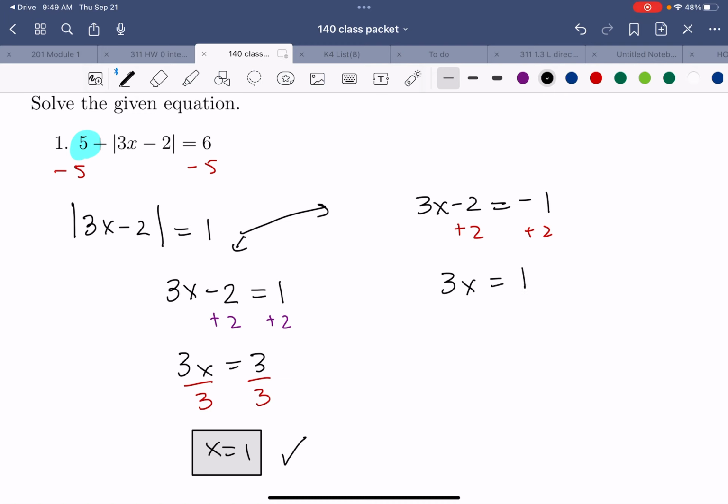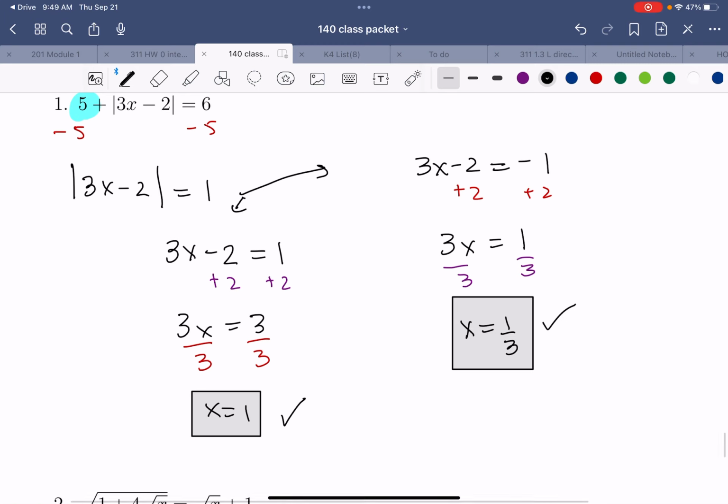Over here, we're going to add 2 to get 3x equals positive 1. And we're going to go ahead and divide by 3 to get x equals 1/3. Now, does that work? Well, if we take x equals 1/3 and we plug it back in, 3 times 1/3 would be 1. Minus 2 is negative 1. The absolute value of negative 1, we make it positive. So positive 1 plus 5 gives us 6. So both of those are good answers.